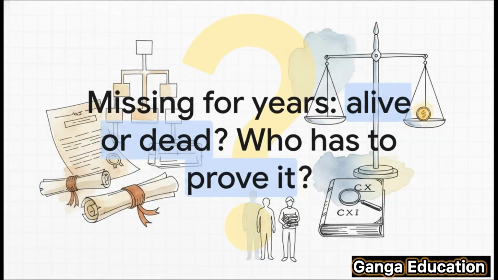So picture this. A person has been missing for years. Now, for all the legal stuff, things like inheritance or insurance claims, does the court consider them alive or are they legally dead? And here's the most important question. Who has the responsibility to prove it? The burden of proof, who's it on? Well, the answers to these very questions are found in Sections 110 and 111.